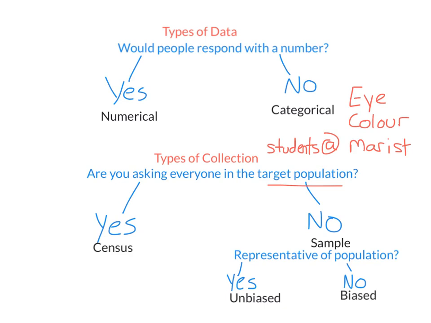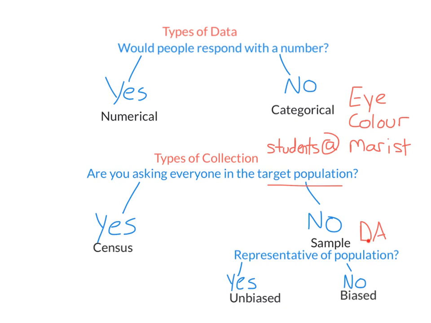So instead of asking everyone, I might just ask some of the students at Marist. For example, I might just ask students in Darlinghurst. This would be a sample. I'm just asking a subset of the students at Marist. When you're getting data from a sample, not from everyone, you need to ask yourself, is your sample representative of the population? In other words, will you get similar results from asking your sample as you would if you asked the whole population? If you would get similar results, then your sample's unbiased. If no, your sample is biased.